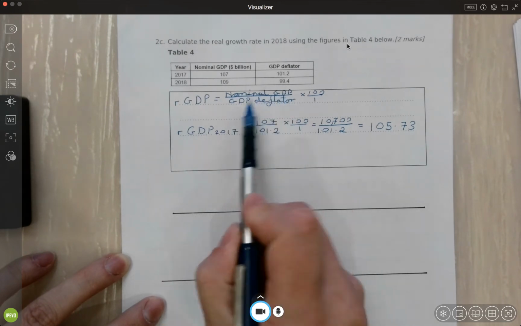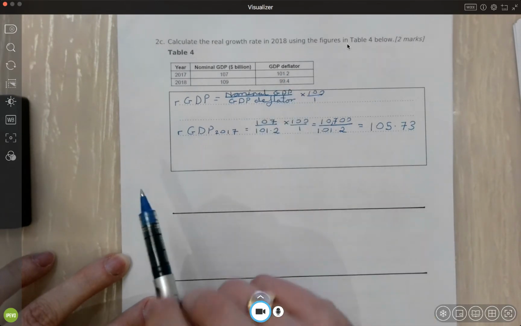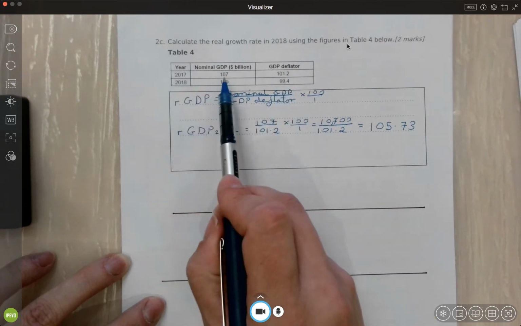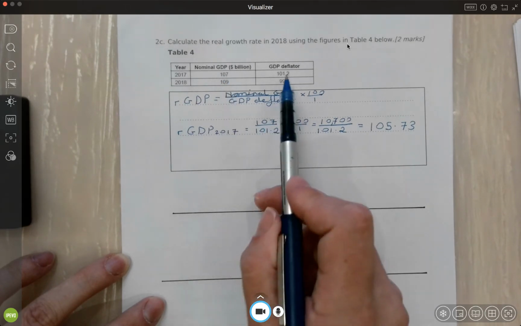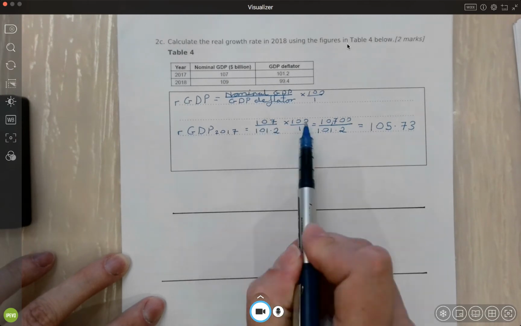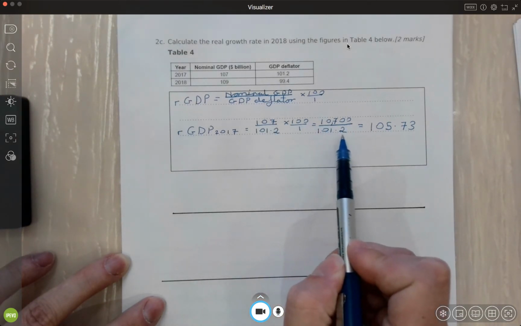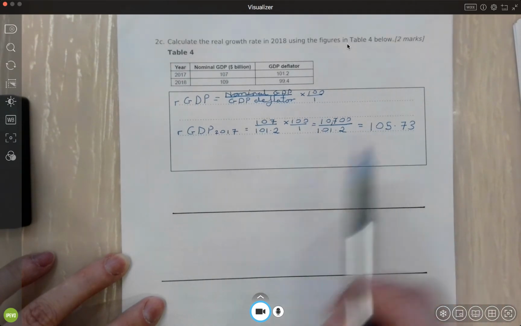It's nominal GDP over the GDP deflator, which is given here, multiplied by 100 over 1. So for 2017, nominal GDP is 107. The GDP deflator is 101.2. I multiply that by 100 over 1. Top by top, bottom by bottom, I get 10,700 divided by 101.2 equals 105.73.